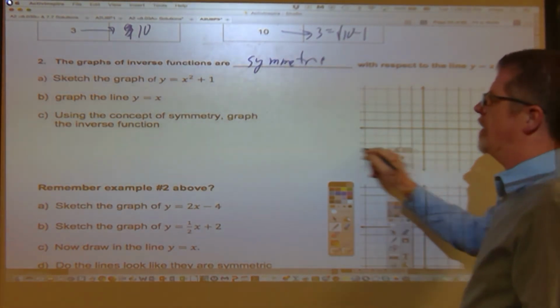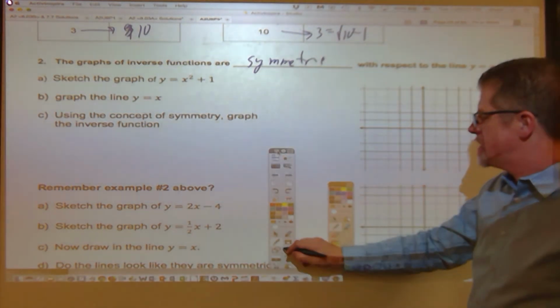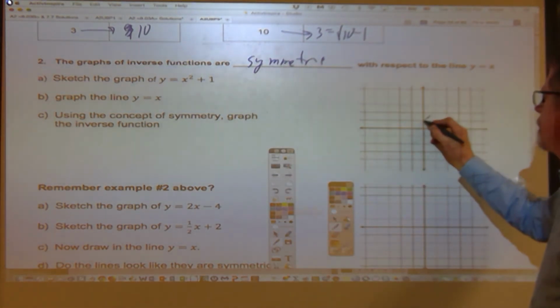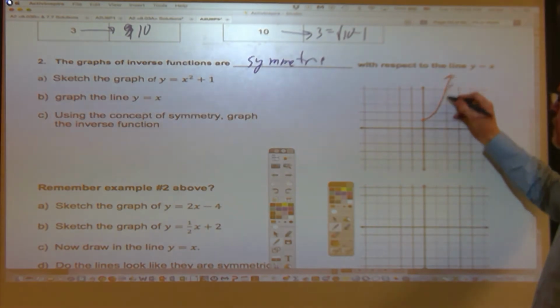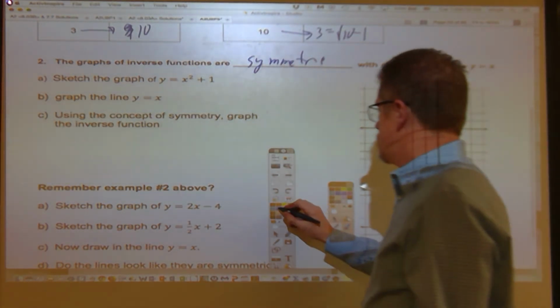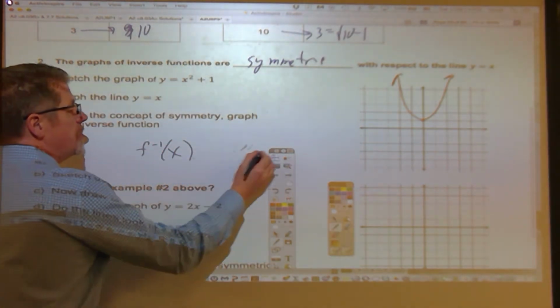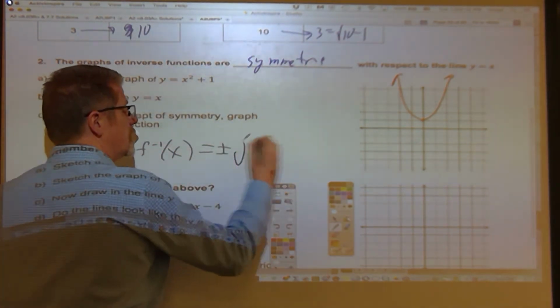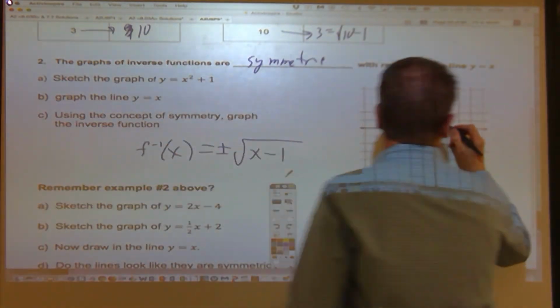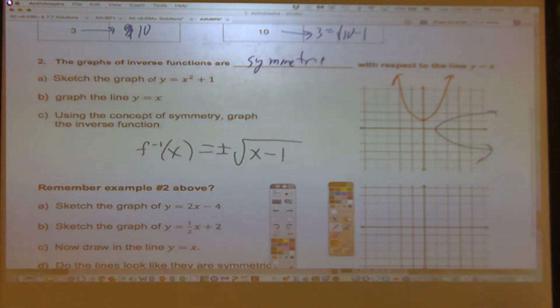Let's take the graph of y equals x squared plus 1. And this time, Gerald, let's do it without the domain restriction. Let's just say, okay, here's x squared plus 1. And if you don't have the domain restriction, then you don't have to reject the negative. So you can do the positive square root and the negative square root.